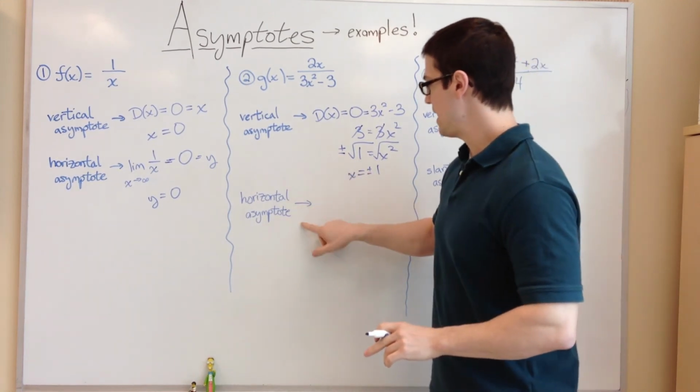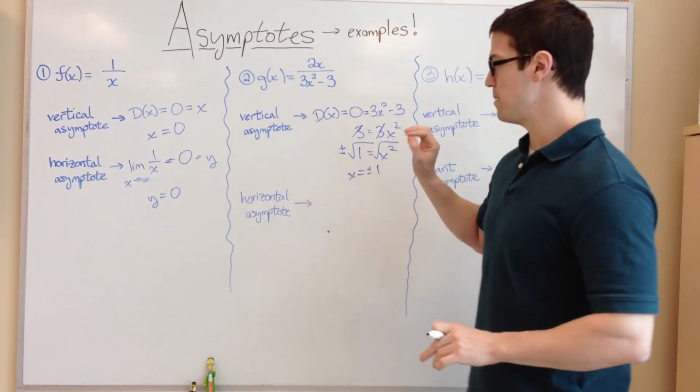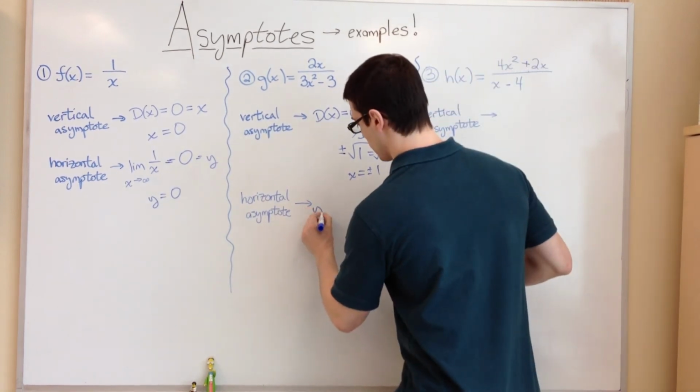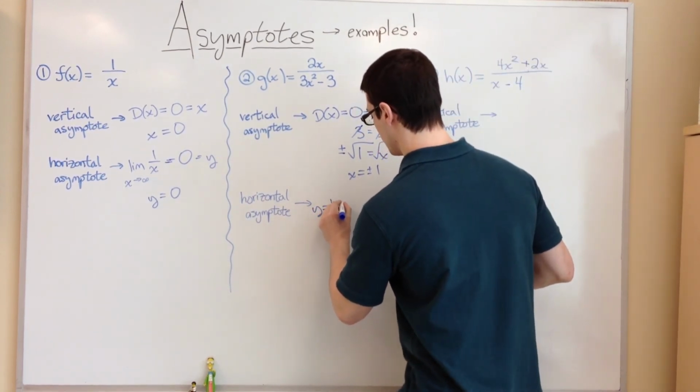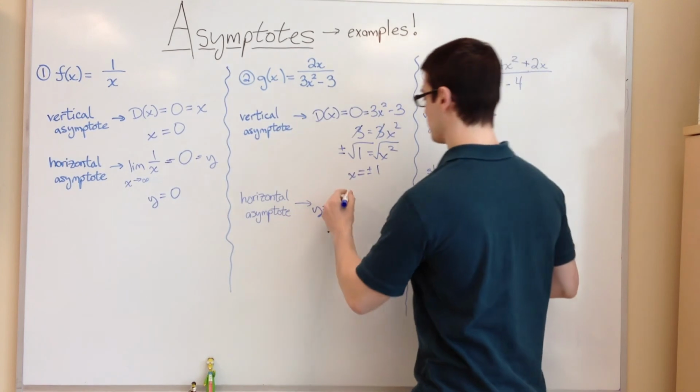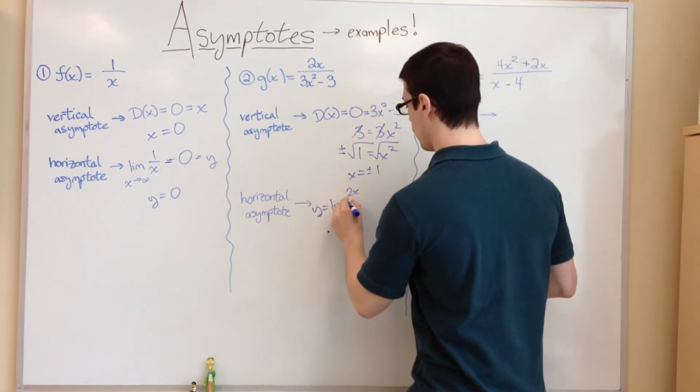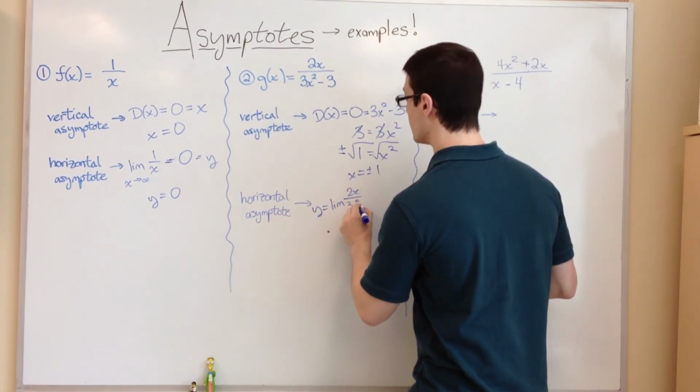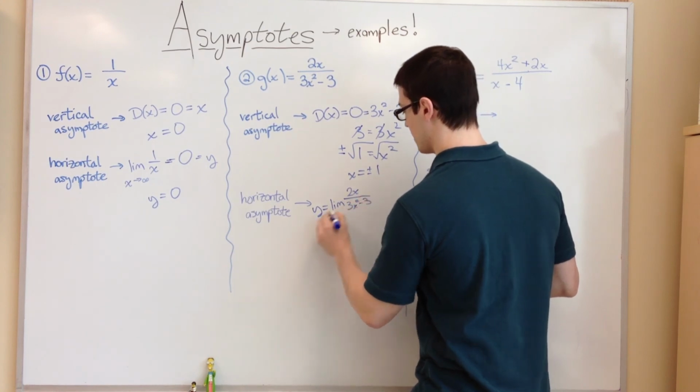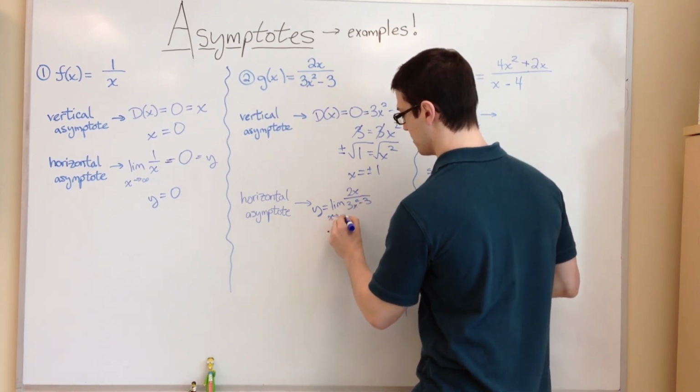Next, we're going to do the horizontal asymptote. Remember, by definition, it's going to be y is equal to the limit of this whole function, 2x over 3x squared minus 3, as x goes to infinity.